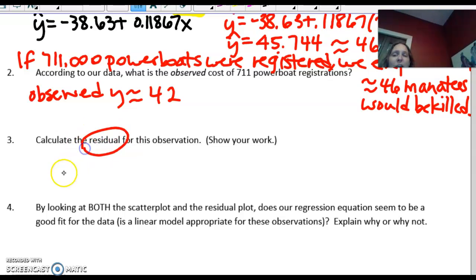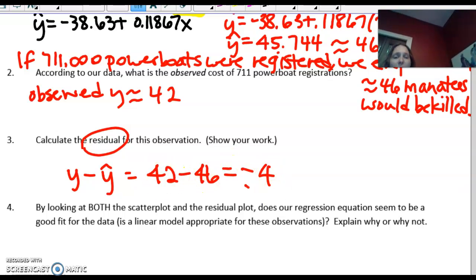Our residual then is going to be the y minus y hat. So we would say 42 minus 46, which is negative 4. If your residual is negative, that means what you actually observed was less than you thought. So maybe that's a good sign for the manatees. That means that 4 fewer manatees were killed than you had predicted. But it's totally possible for residuals to be negative, positive, or 0. 0 just means that your prediction is right on the money.